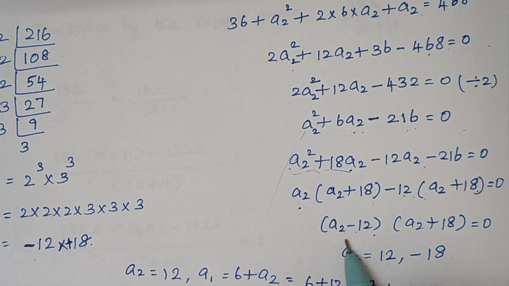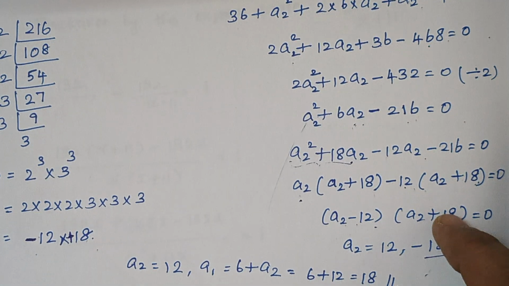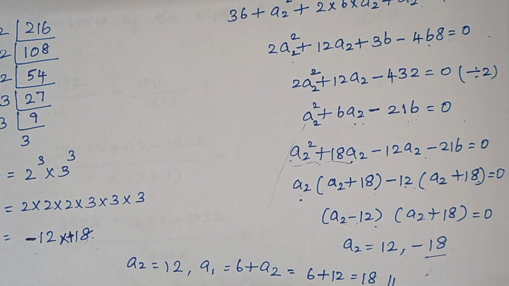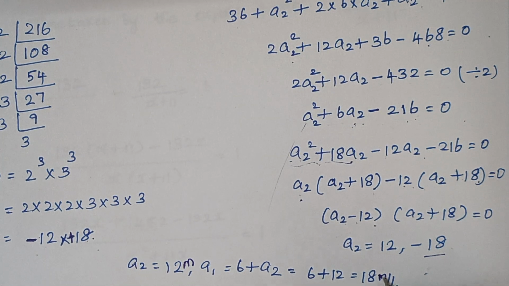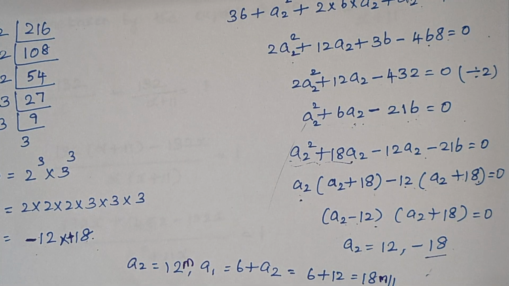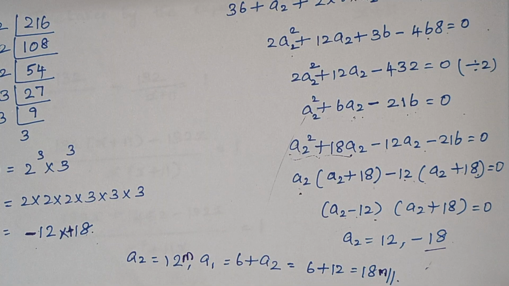So a2 is nothing but side of a square. Therefore, it should be always positive. Therefore, we are rejecting this minus 18. So the value of a2 is 12. What about a1? So a1 is nothing but 6 plus a2. Therefore, 6 plus 12 equal to 18. So here you have to write it as a2 is 12 meters and a1 is 18 meters. Right. So hence these are the sides of the squares. So this problem gets over here.